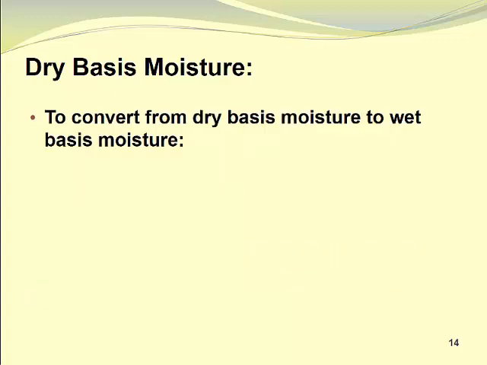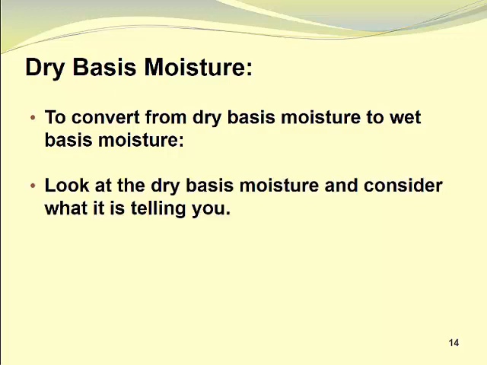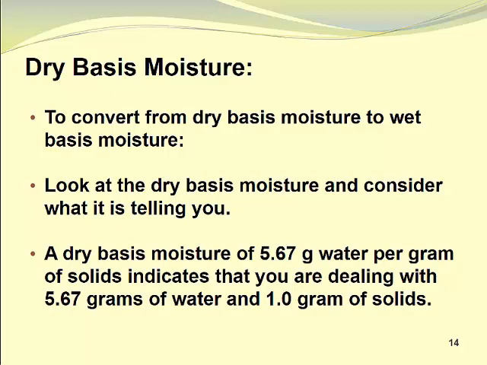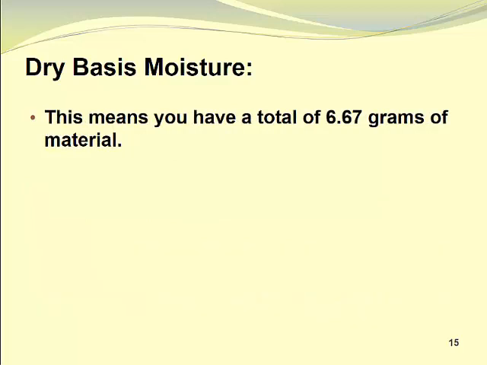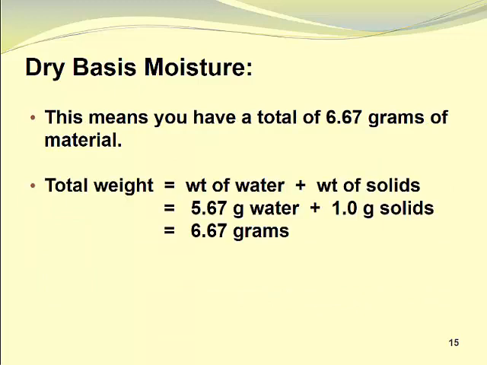To convert from dry basis moisture to wet basis moisture, we will look at the dry basis moisture and consider what it is telling us. A dry basis moisture of 5.67 grams of water per gram of dry solids, which we had in the case of the mangoes, indicates that you are dealing with 5.67 grams of water and 1 gram of solids. This means that you have a total of 6.67 grams of material, which was obtained by adding the weight of the water and the weight of the solids.